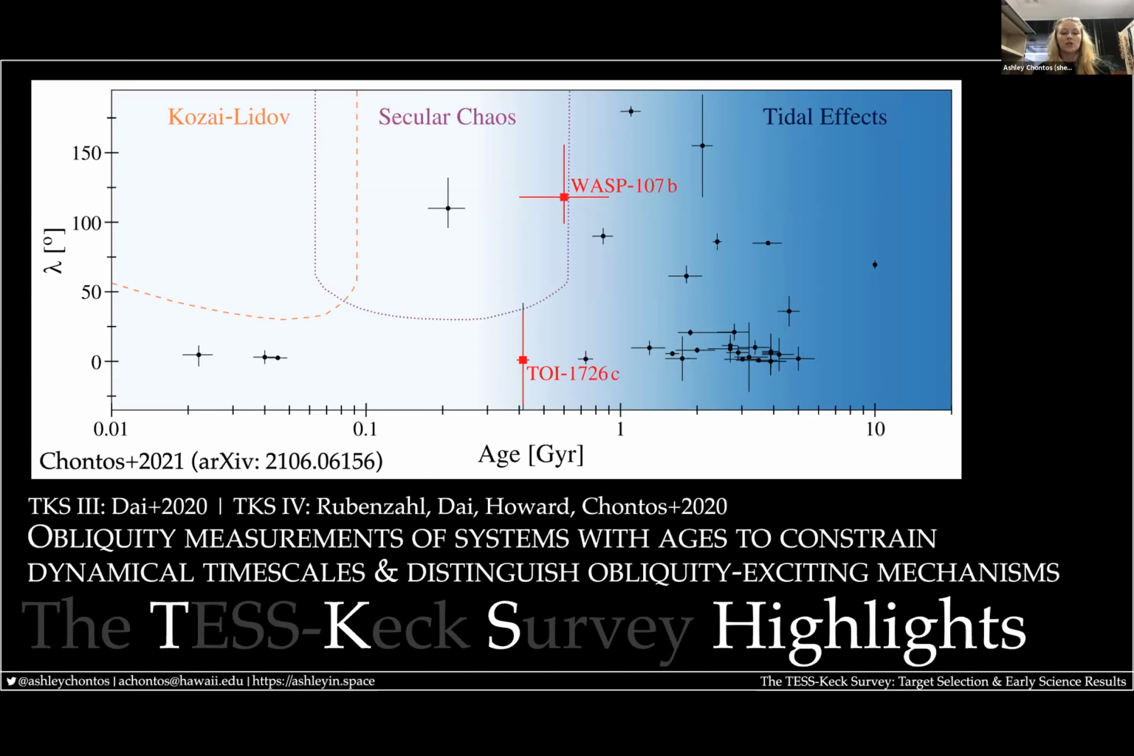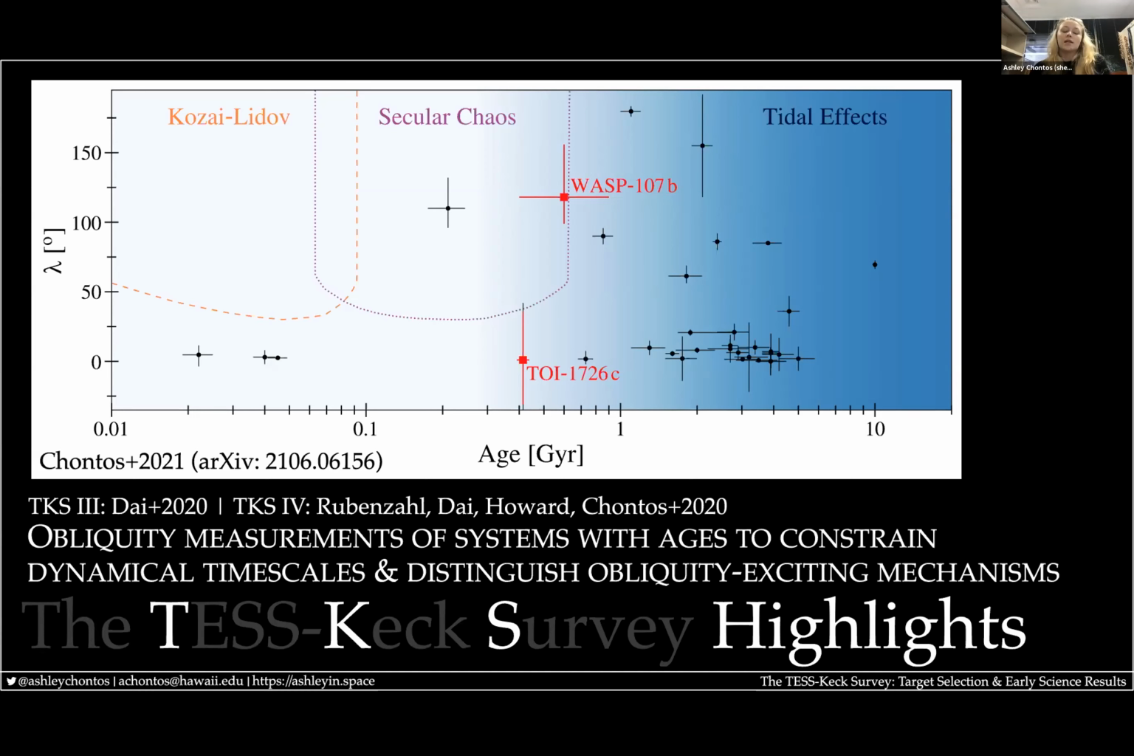While distinguishing between these theories could be quite challenging, luckily a lot of the different underlying mechanisms operate on very different timescales. So by targeting planets with well-measured ages, TKS hopes to constrain and distinguish between some of these theories. And in fact, our TKS-3 and TKS-4 series did just that.